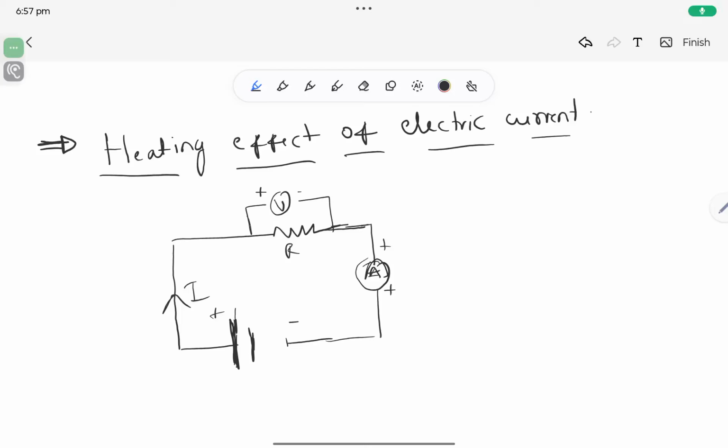Hello everyone. Last class we discussed the combination of resistors and problems on that combination of resistors. Now in this class we will discuss the heating effect of electric current.